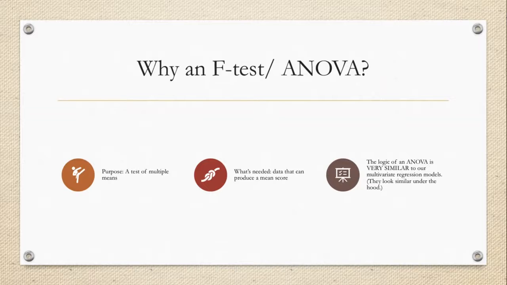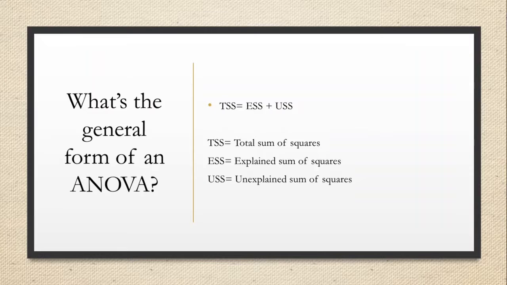Now, typically an ANOVA is not something we spend a whole lot of time on, but I do want to walk through it because the logic of an analysis of variance is very similar to what we will see with our multivariate regression models. They look very similar under the hood. The general form of an ANOVA looks like this. It is the total sum of squares equals the explained sum of squares plus the unexplained sum of squares.